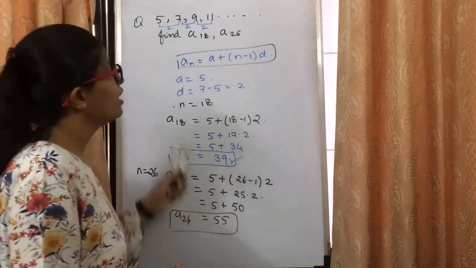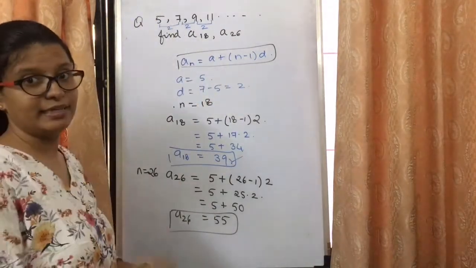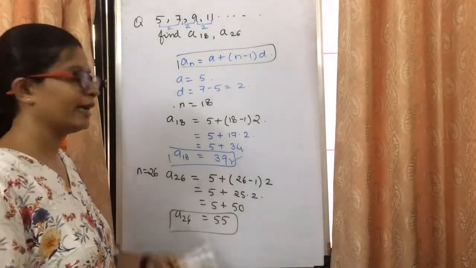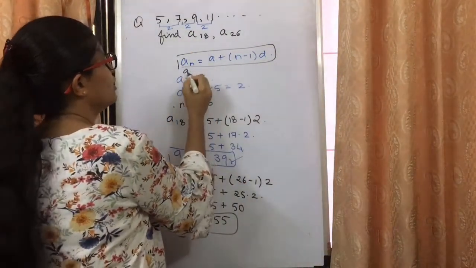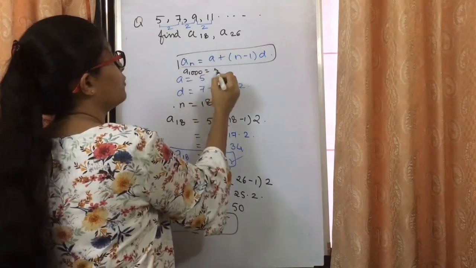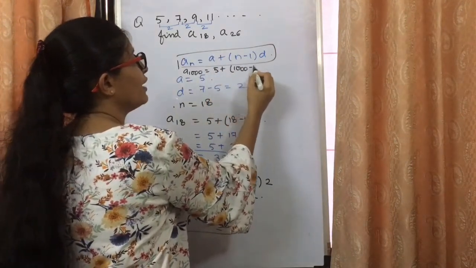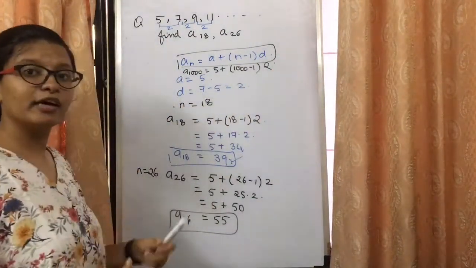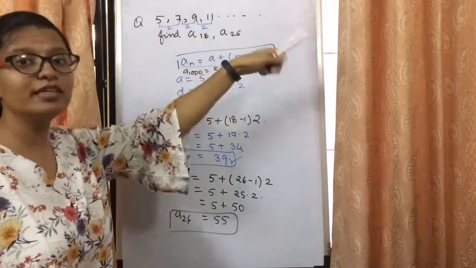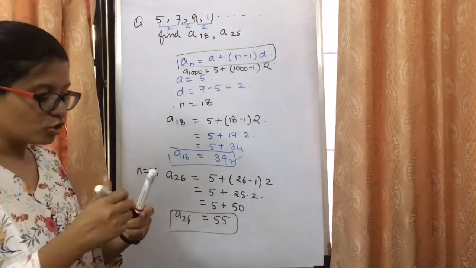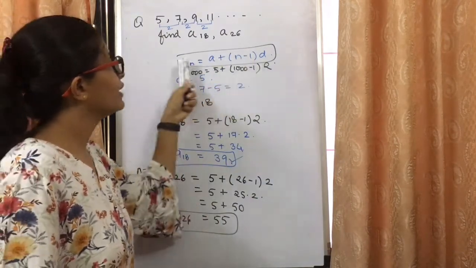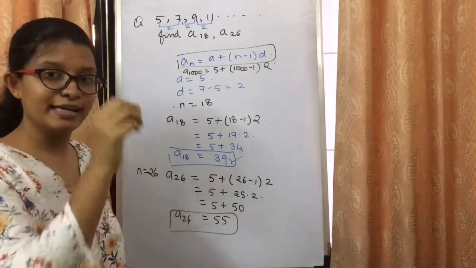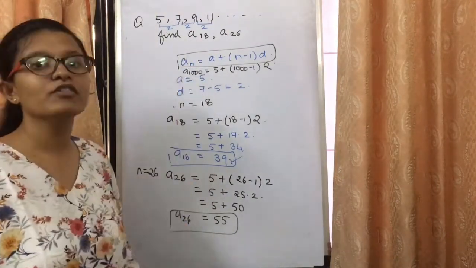If you were asked to find the 1000th term of this series, would you add 2 a thousand times? No, there is no need. Just put the value 1000 here. You are asked to find the 1000th term, you know A, you know D, and just solve this. Whatever number you get will be the 1000th number of the series. So that is why it is important. It will give you the term in that series at that place. So that is the importance of the arithmetic series.